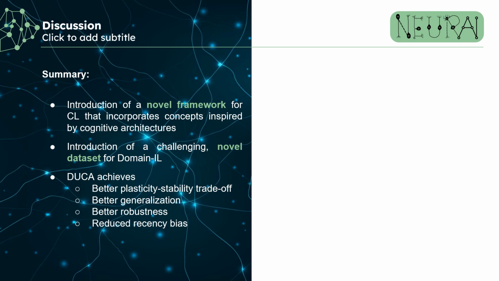In conclusion, we introduced a novel framework for continual learning that incorporates concepts inspired by cognitive architectures. DUCA is a dichotomy of explicit and implicit modules in which information is selected, maintained, and shared with each other to enable better generalization. Further, we also introduced a challenging domain incremental dataset, DN4IL, with 6 disparate and challenging domains. The shape prior and knowledge consolidation in DUCA helps to learn more generic solutions, indicated by the reduced recency bias and greater robustness against corruptions.